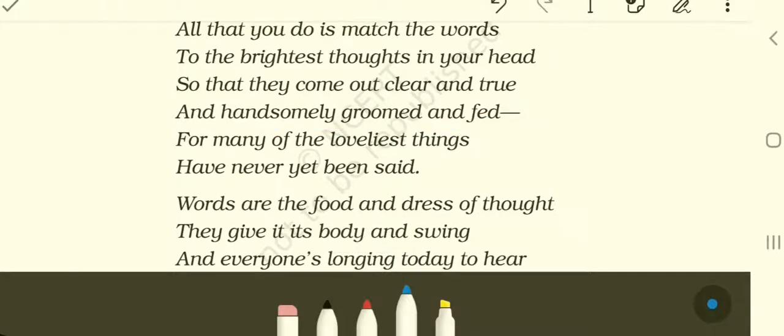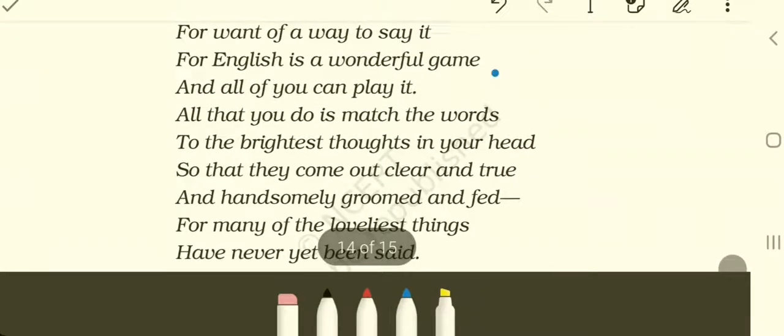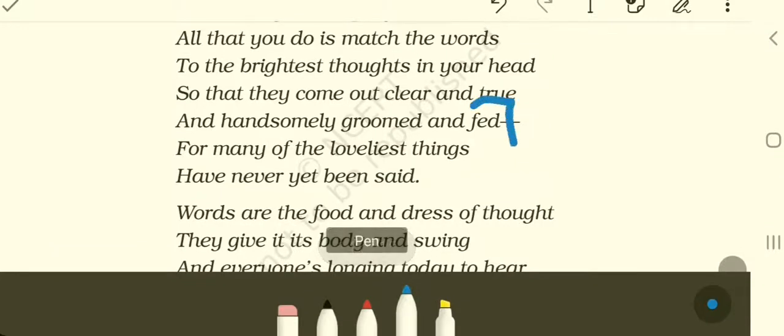For that, there are certain things you got to have grip over vocabulary. You got to learn them. That is why grooming means language learning is important. For that, grammar is what we keep doing, isn't it? Practicing speaking. For many of the loveliest things have never been said yet. So the writer is of the opinion that some of the best things have not been expressed yet. Maybe we will find a way to express them, is what the writer expresses here.